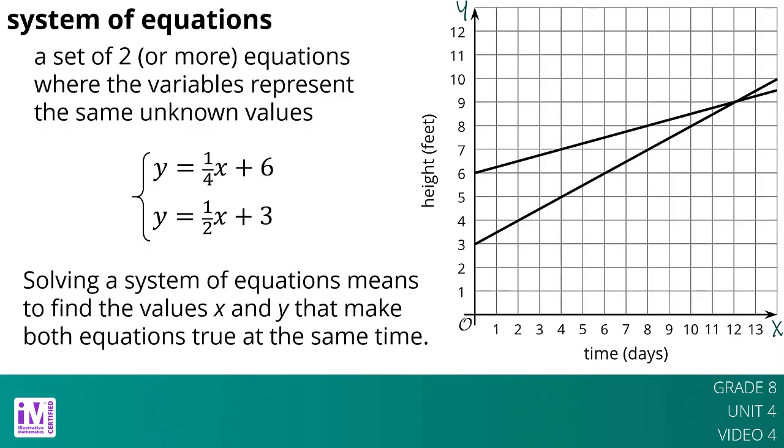Solving a system of equations means to find the values of x and y that make both equations true at the same time. One way we have seen to find the solution to a system of equations is to graph both lines and find the intersection point. The intersection point represents the pair of x and y values that make both equations true. Here, the solution to this system of equations is (12, 9), which means that both bamboo plants will be 9 feet tall after 12 days.